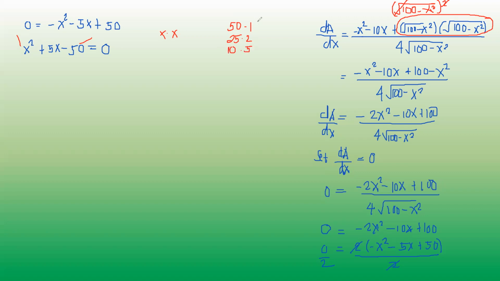Ngayon, pipili ka dyan, tatlo na to, depende dun sa middle term mo. So, ang middle term mo ay 5. Pwede ba magbigay ng 5 yung 50 and 1 by subtraction or division? Pag inadd mo, 51. Subtract mo, 49. So, depende yan. 25 and 2, pag inadd, 27. Pag sinubtract, 23. 10 and 5, pag inadd mo yan, 15. Pag sinubtract mo, lalabas si 5. So, doon tayo ngayon sa 10 and 5 factors. Okay.